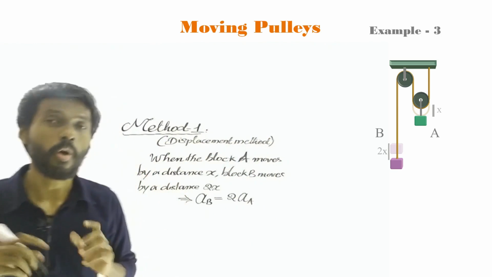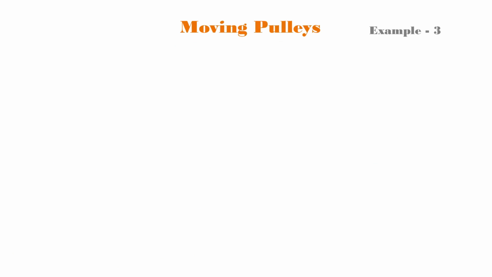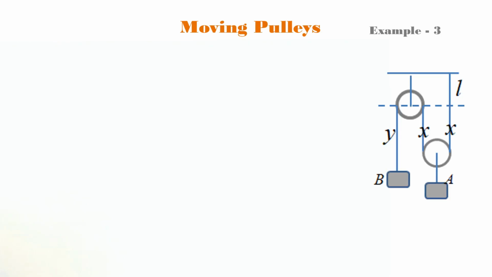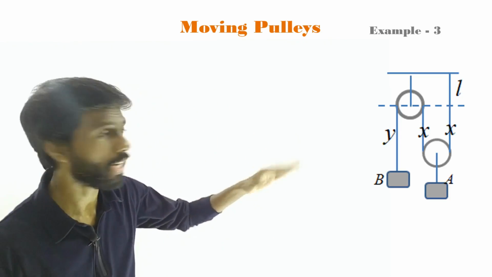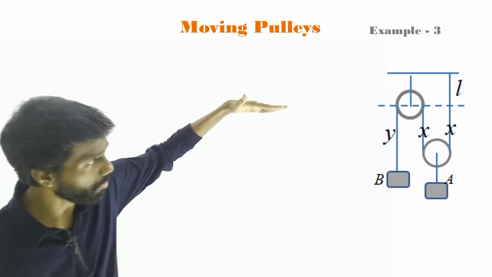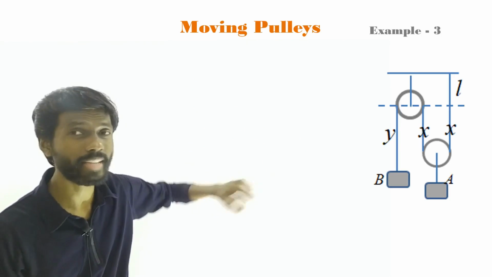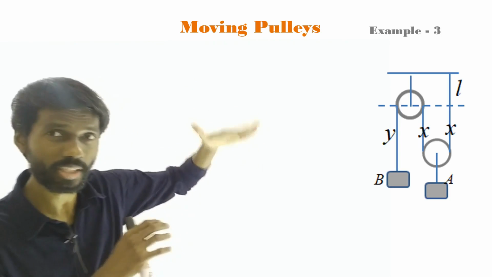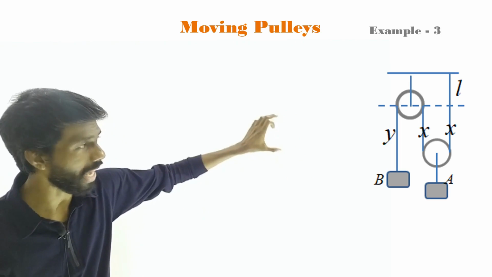Now we'll also do this question by another method. In the second method, we make use of the lengths of the parts of the string. See, the length from the ceiling to the first pulley is taken as L. That is a constant, that length is fixed. Now you take this portion between these two pulleys, that length is taken as x.